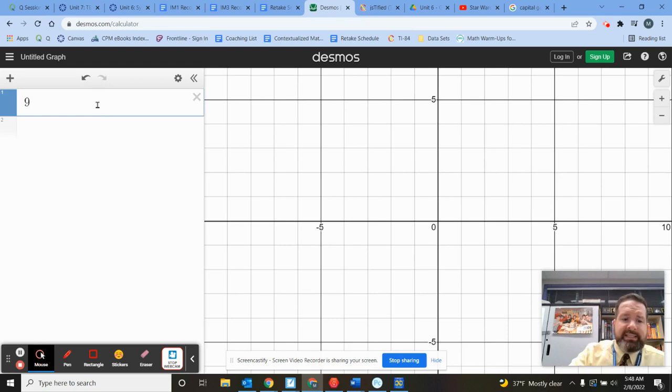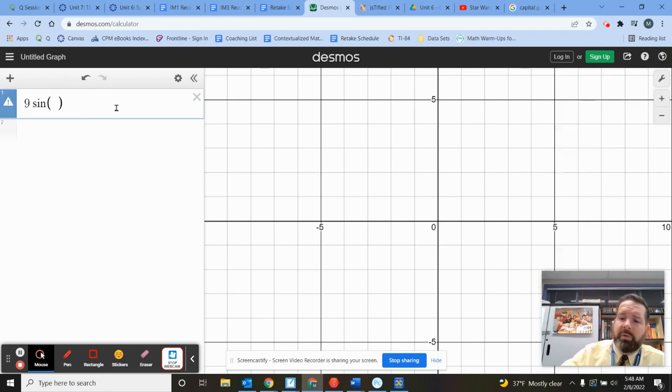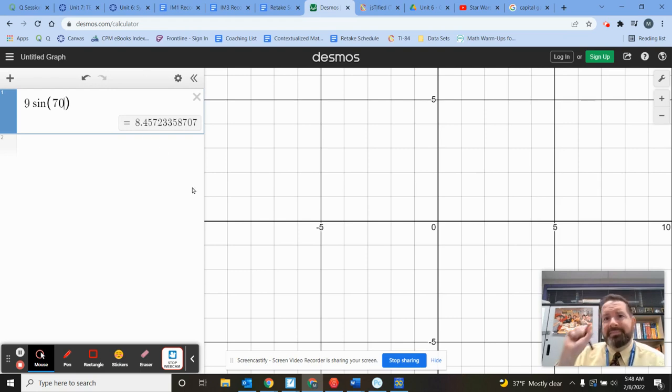Now, I just want to get a sense here of how much that is. So quick check, make sure I'm in degrees. Oh, I wasn't. Yeah, so switch over to degrees. Okay, so the height here is about 8.457. Now, here's the thing. Do not round this number. Do not do any rounding until the very final step.